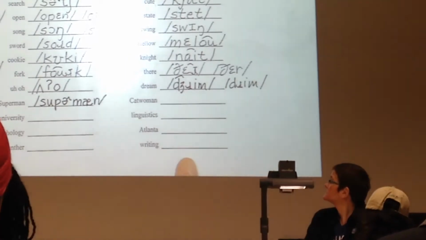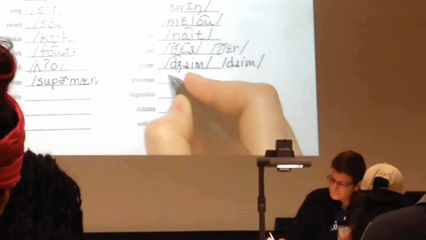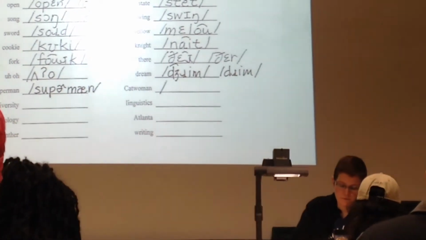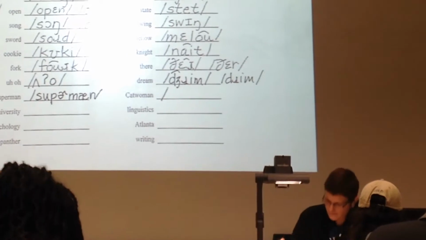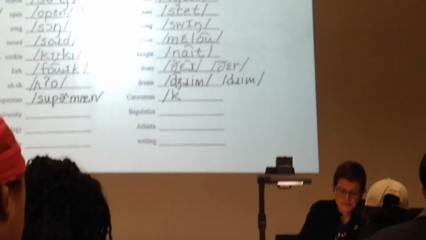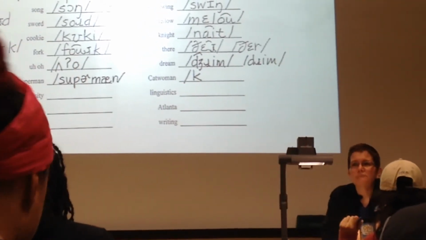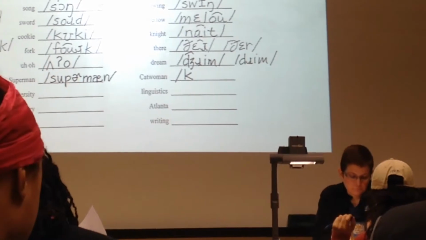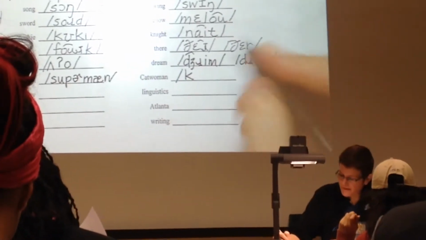All right, next one. Catwoman. All right, what's cut? Stop. Okay, good. All right. Next. Cat. A near open middle front. Yep, near open middle front vowel, or middle near open front vowel. I'll take either one of those.